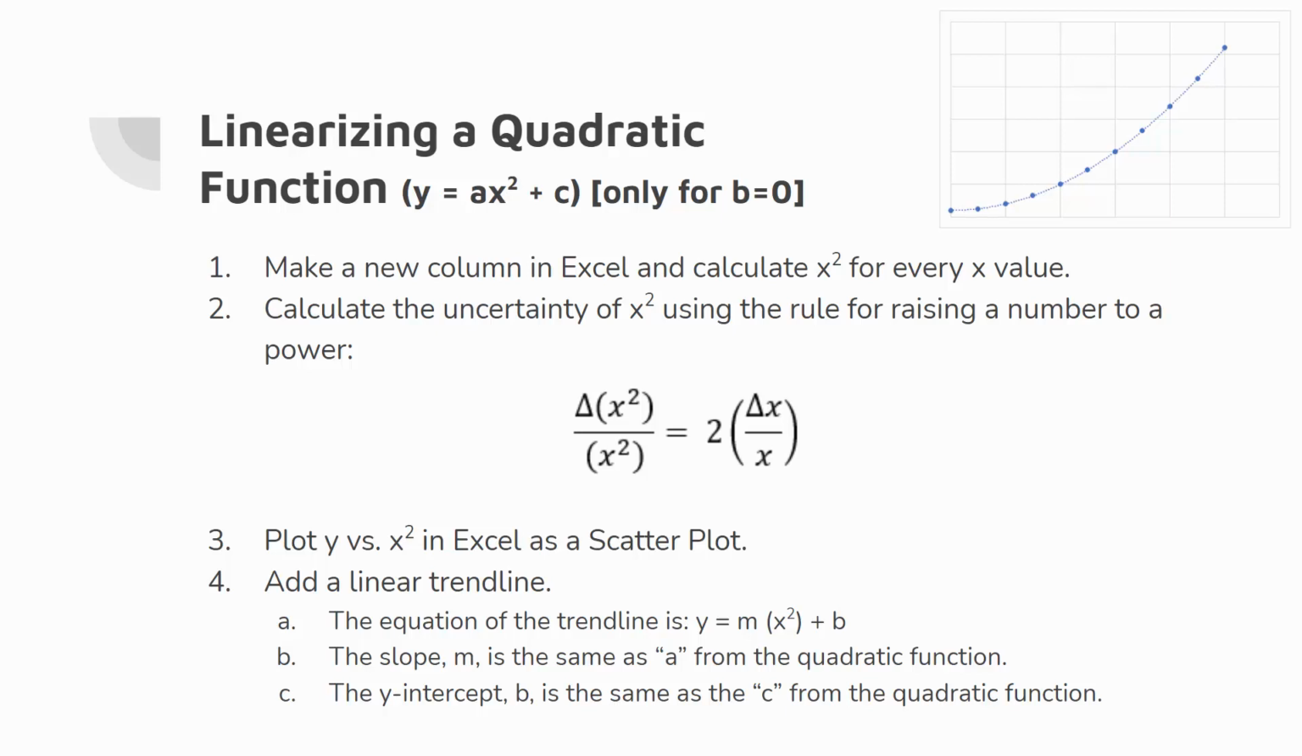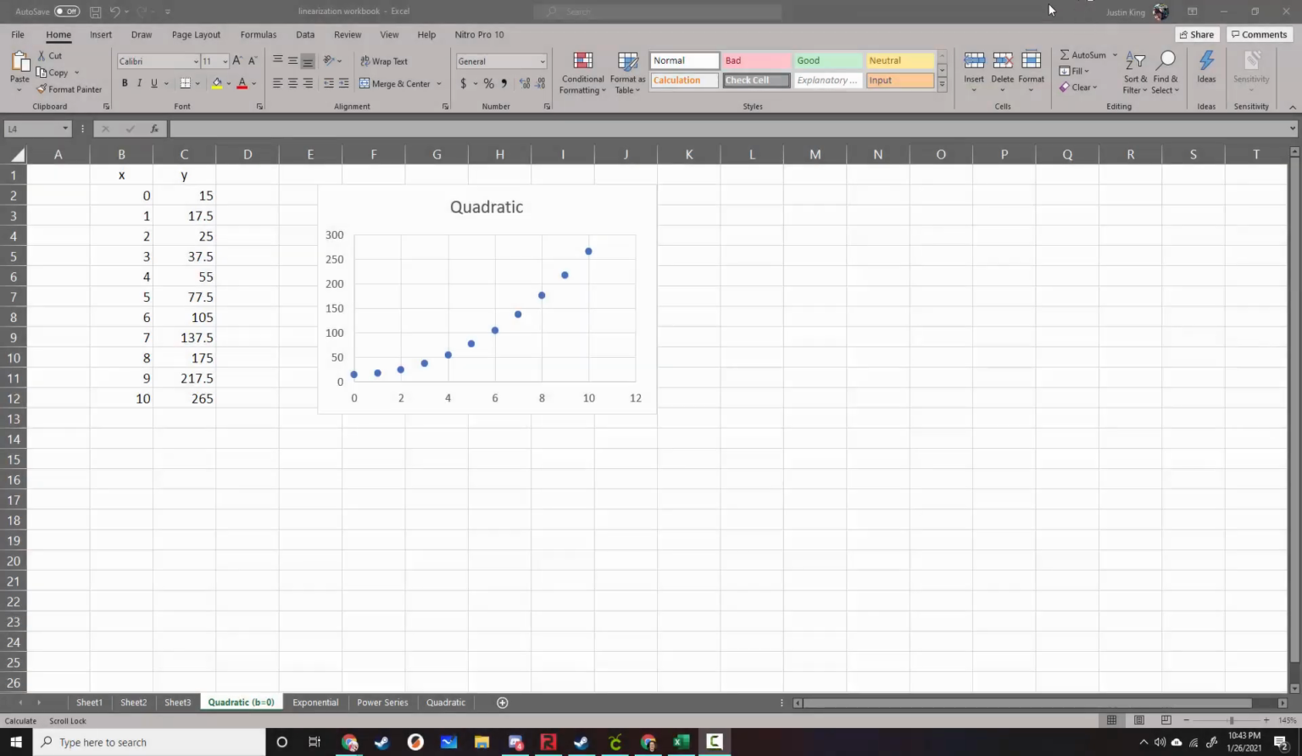The slope of that function will essentially be the a in y equals ax squared plus c, and the y-intercept will be the same as c in the quadratic function y equals ax squared plus c. So if we have this quadratic function and we want to linearize it, we will do the following.